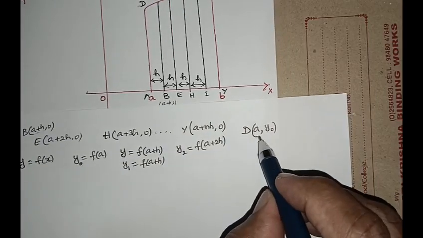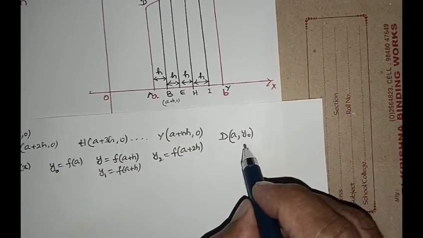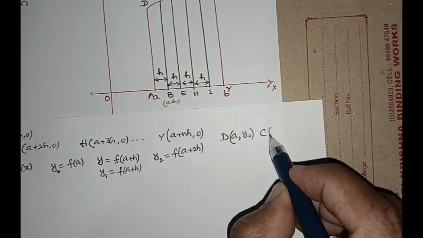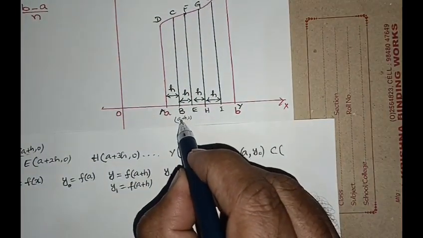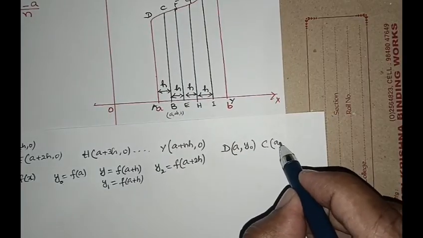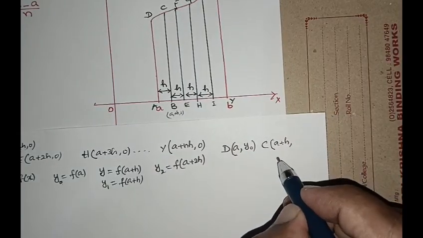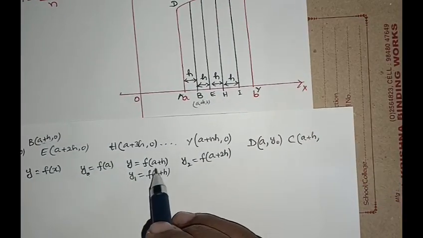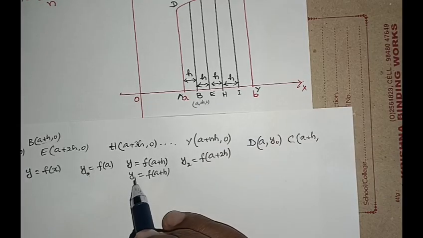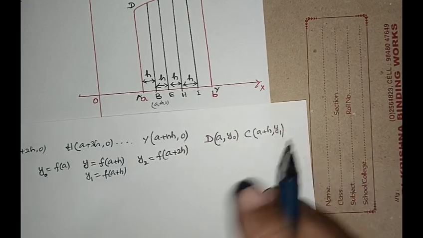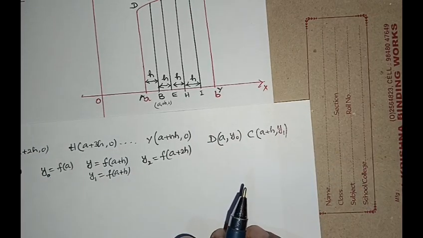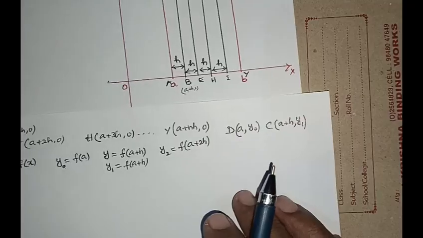So D is the point (a, y0), and C is the point whose x coordinate is a plus h and whose y coordinate is f of a plus h, which I have denoted by y1. So C is (a plus h, y1). In this way we get the points.